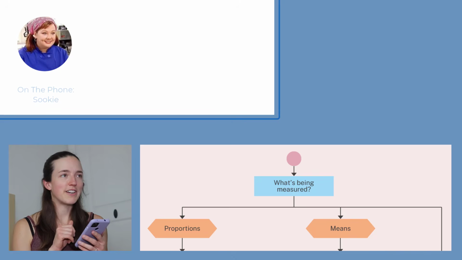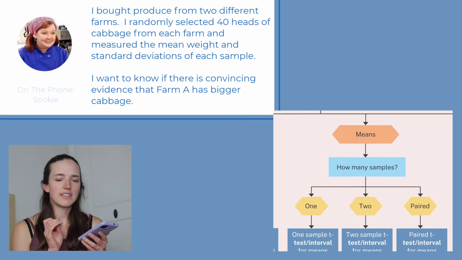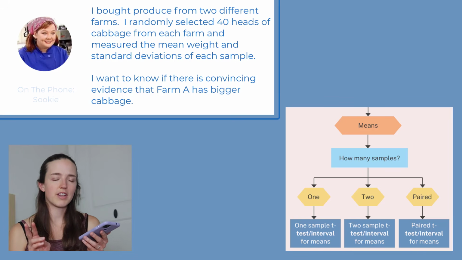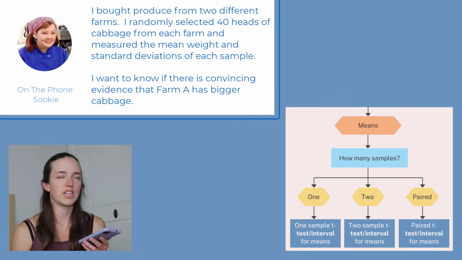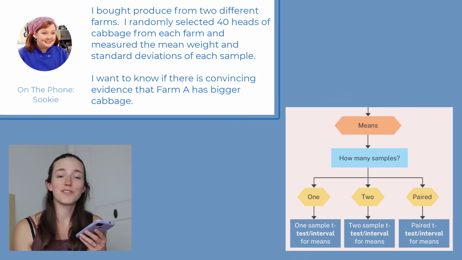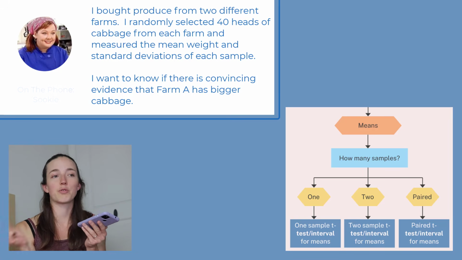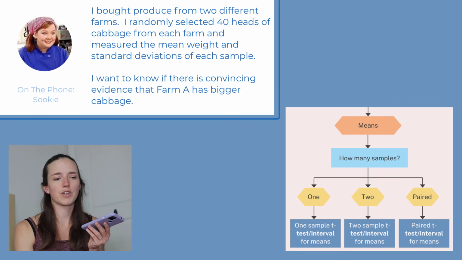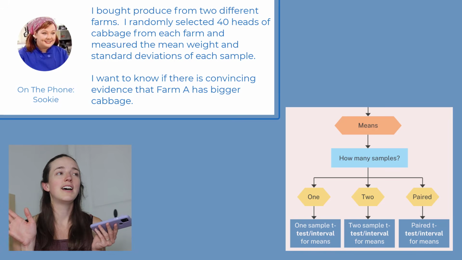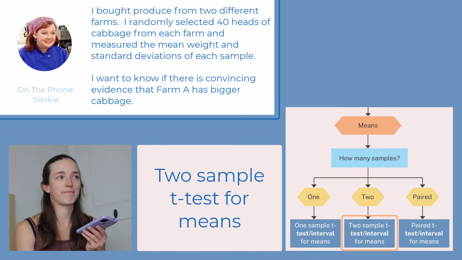Inference hotline, what's your scenario? Hi, Suki. Okay, yep, you're definitely dealing with means. Now, is it two separate samples or are the cabbages somehow paired with each other? I just mean like one of the cabbages you selected from farm A, is there a reason that that one cabbage would be paired with one from the other farm? Okay, it didn't sound like it, I just wanted to check. This sounds like it's going to be a two sample t-test for difference in means.